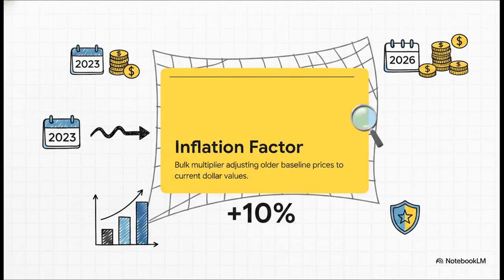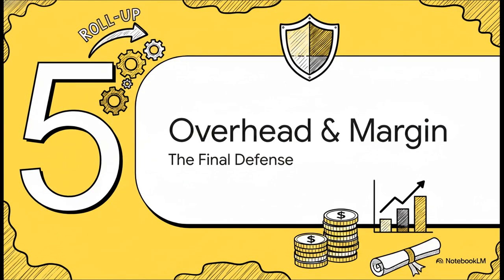This bulk adjusts everything at calculation time. If you have a rock-solid current quote, you just override the source price. But man, this factor is an incredible safety net for ballpark estimating. All right, the final stretch, Section 5, Overhead, Margin, and Review.